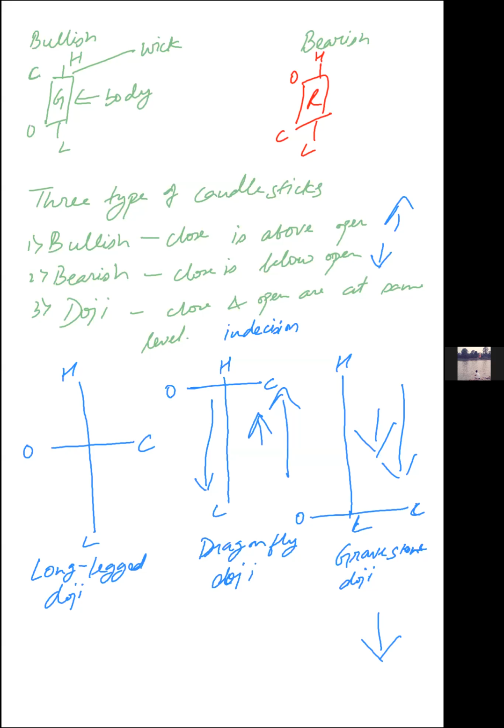On another note, all the three dojis signify indecision. Indecision between buyers and sellers. There is a huge war between buyers and sellers, and the market is not able to decide where to go. And this is why dojis are formed. Is this part clear, guys?